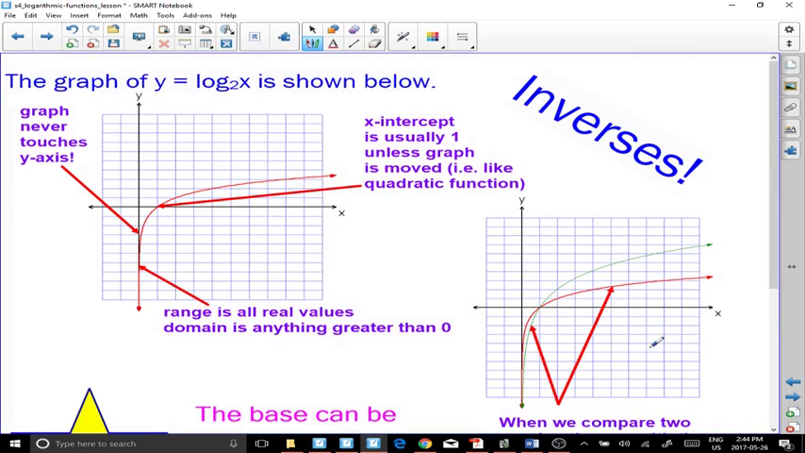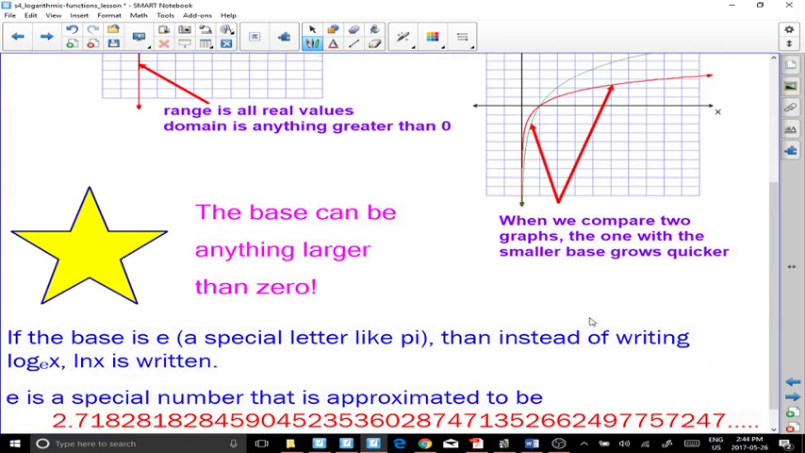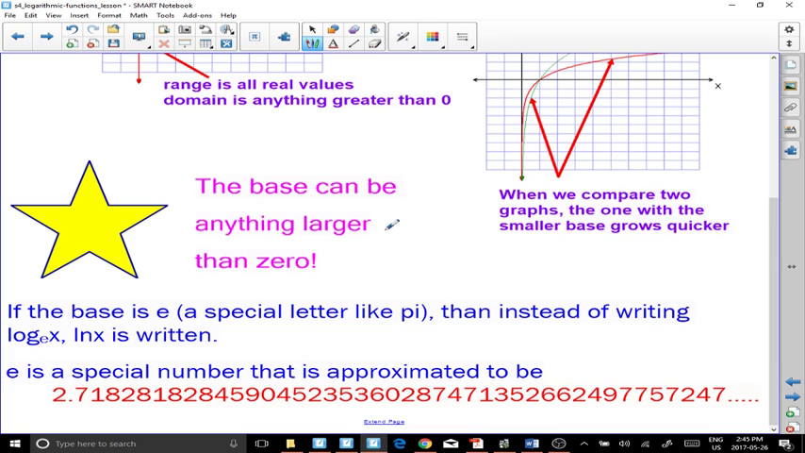What else do we see? Well, the base of a logarithm can be any number other than 0. Now, to be honest with you, we are probably only going to deal with one or two different types of bases, but it's still important for you to know what they look like and how they're going to appear.